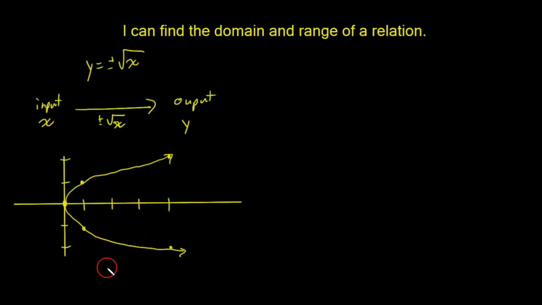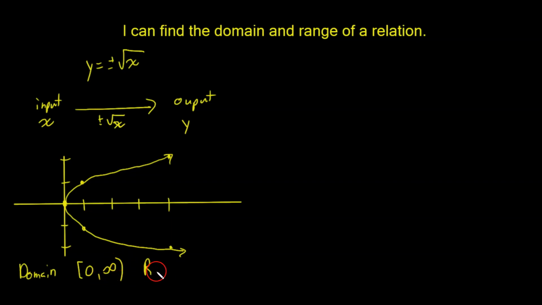So all possible inputs. Can there be any negative inputs? Well, it doesn't look like it. There's nothing on this graph over here. And can there be a negative square root of something? No, that gives us an imaginary number. So all possible inputs, the domain of this relation, would be all values that are 0 or greater. You could say from 0, including 0, to positive infinity is how you could notate that.